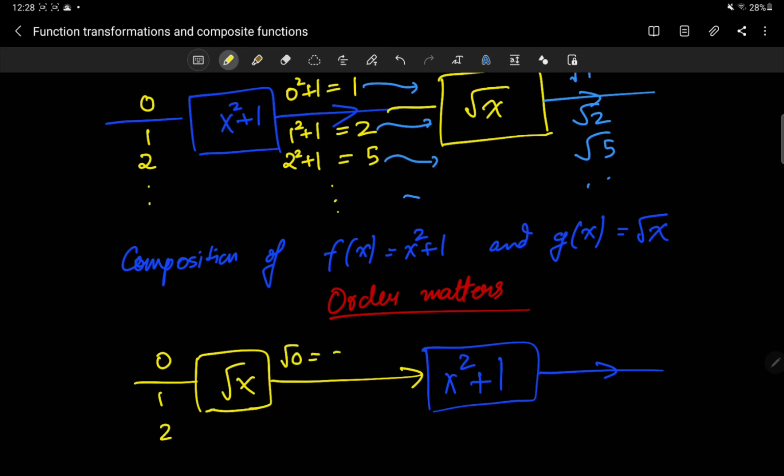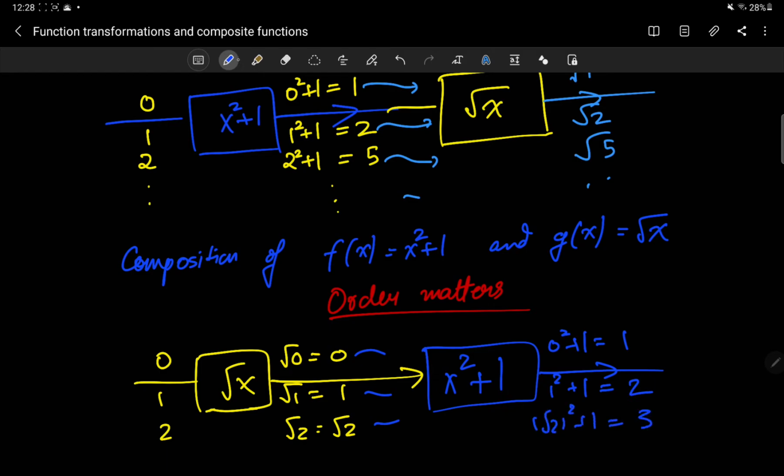Square root of 0 is 0. Square root of 1 is 1. Square root of 2 is square root of 2. Now these feed into this function as input. So 0 squared plus 1 gives me 1. 1 squared plus 1 gives me 2. Root 2 squared plus 1 gives me 3.